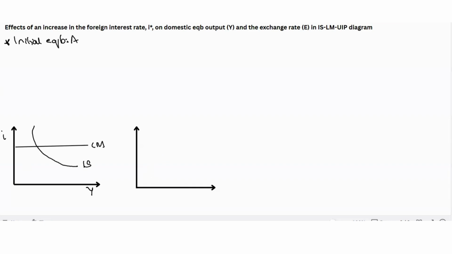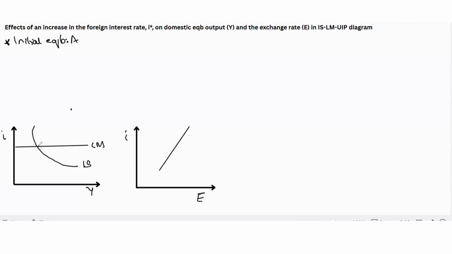And here we have our UIP figure. On the vertical axis we have the domestic interest rate, on the horizontal axis we have the exchange rate, and we have our upward sloping UIP figure. We've already looked at the details of these figures individually, so we're not going to get into that here.